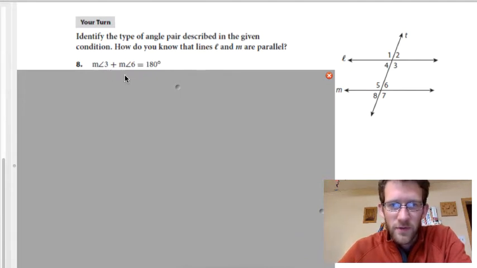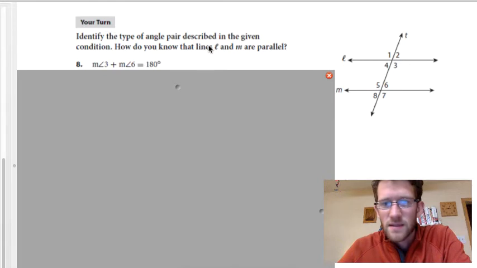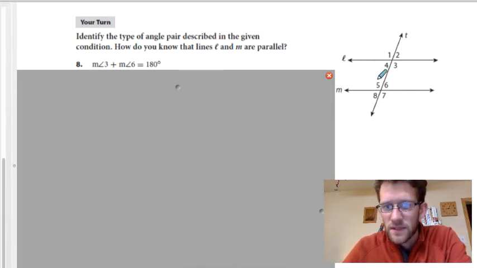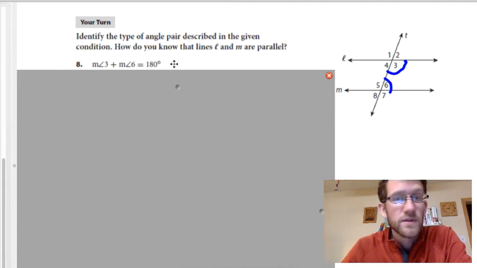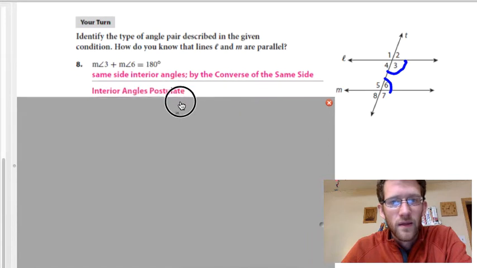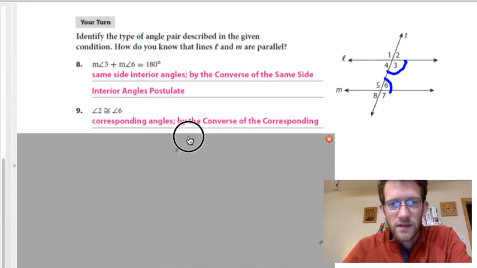This is angle 3 plus angle 6 equals 180 degrees. Does this information tell us that these lines are parallel? Well, let's look and see where angle 3 and angle 6 are. Angle 6 is here, angle 3 is there. If these angles are supplementary, does that mean that these two lines are parallel? Yes, it does, using the converse of the same side interior angle postulate.